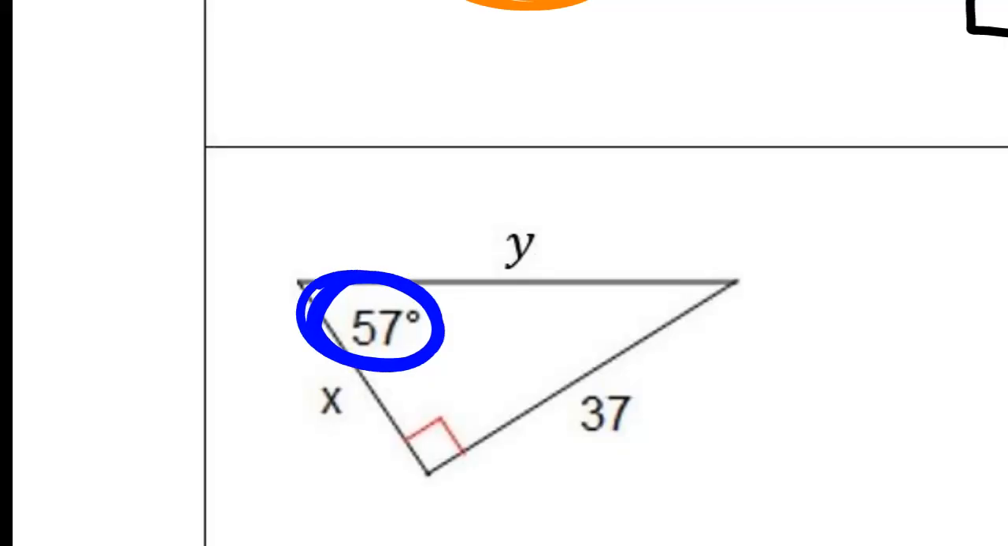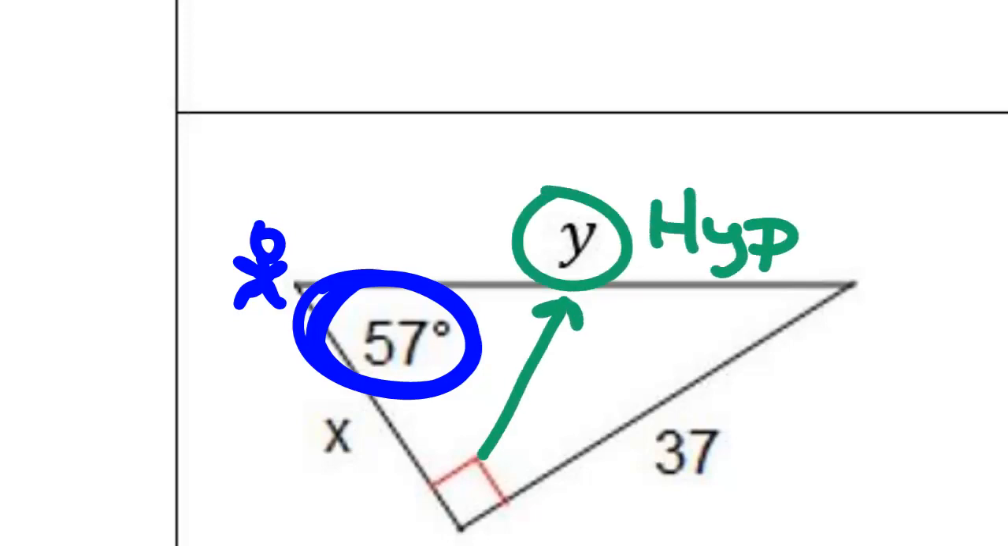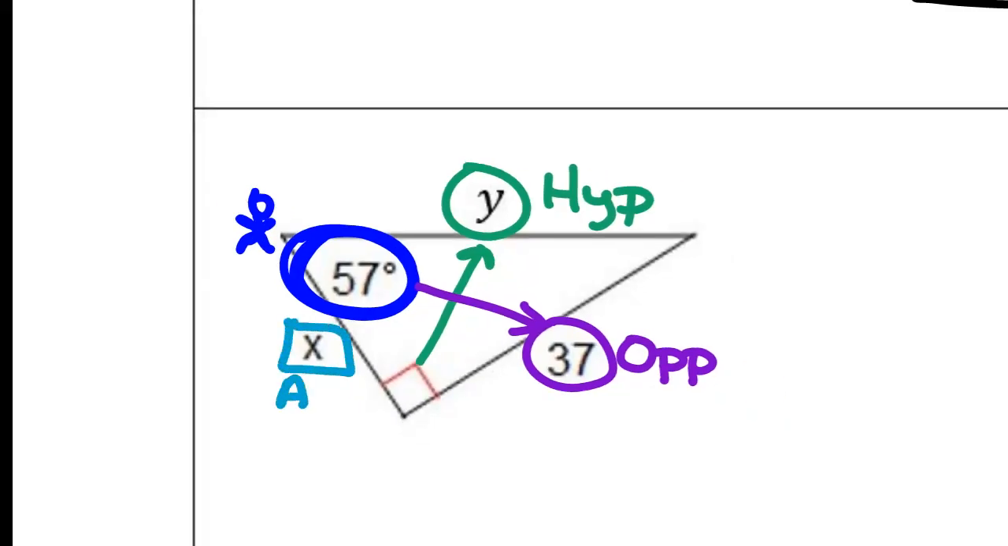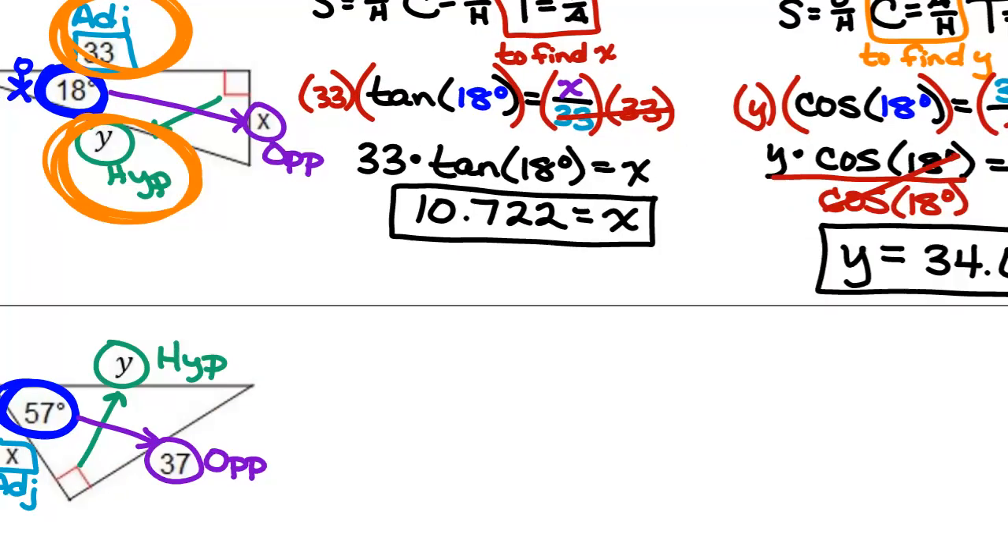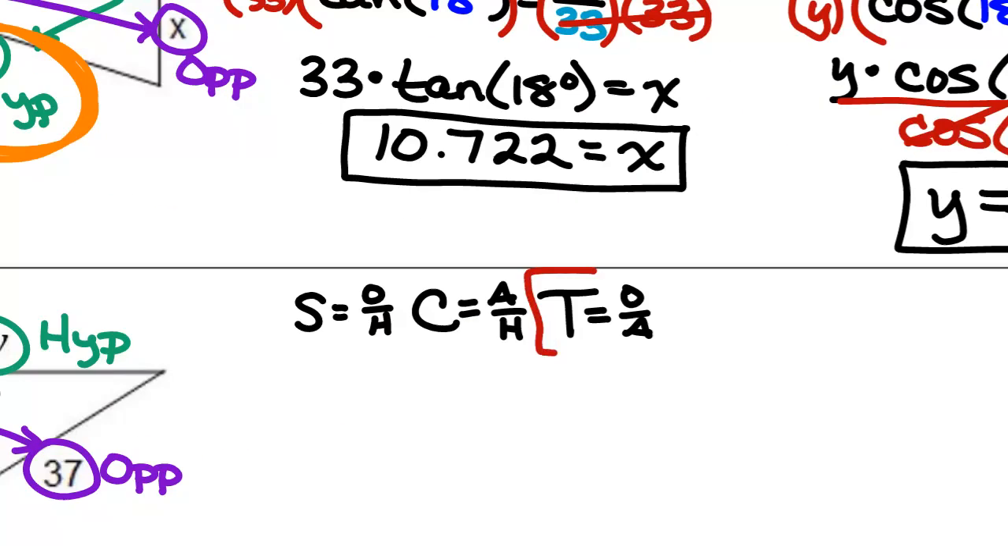All right. Very similar process for the bottom problem. We're going to stand here at this 57-degree angle. We're going to label our sides based on where we're standing. The hypotenuse is y. The side that is opposite where we are standing is 37. And so x is our adjacent side. SOHCAHTOA comes out. If we are looking for x, and we know the opposite side, which function should we choose? Tangent. Adjacent and opposite means choose tangent.